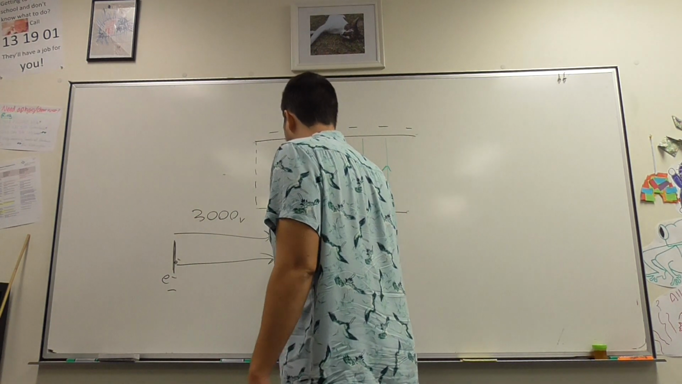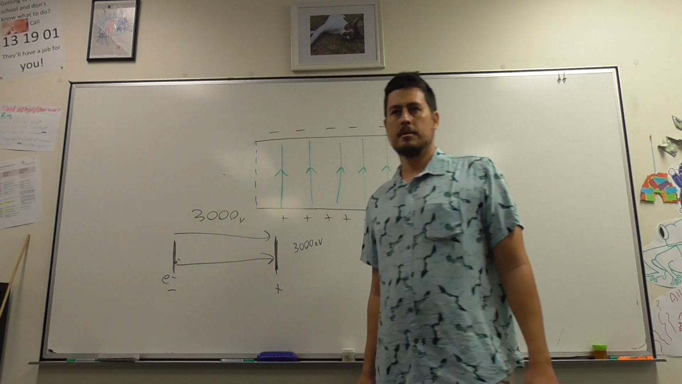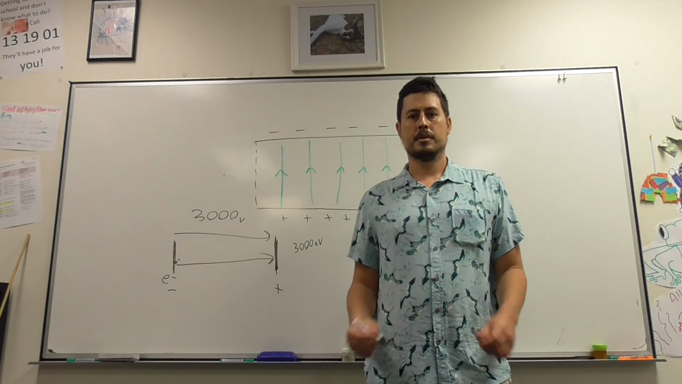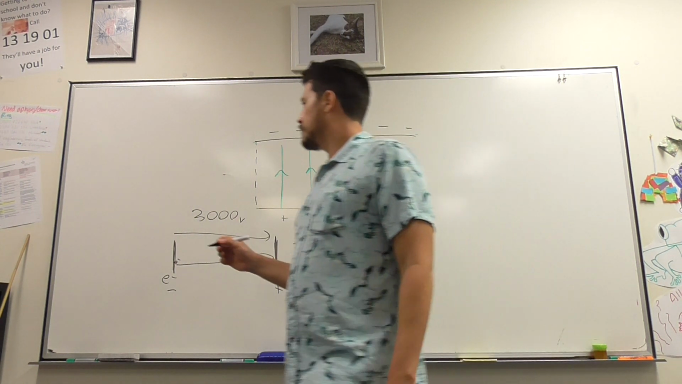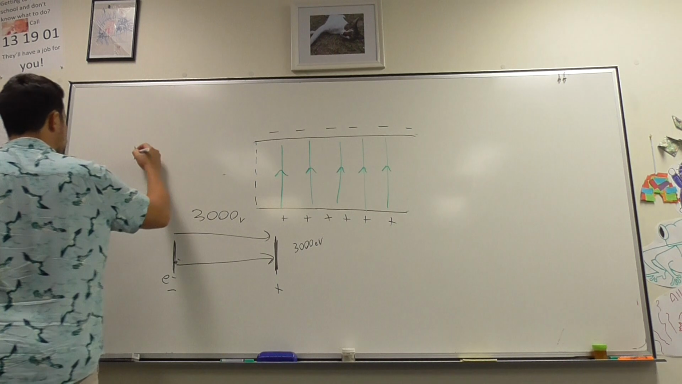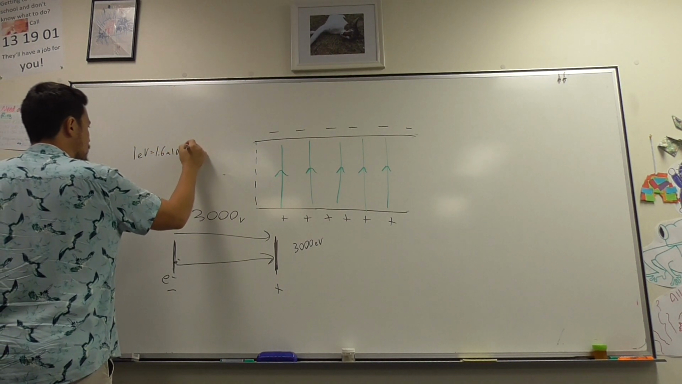How much does it have? 3,000 electron volts of energy. Isn't an electron volt of energy the volts times the charge on the electron? Yeah. It's a conversion. 1 electron volt is equal to 1.6 by 10 to the negative 19 joules.